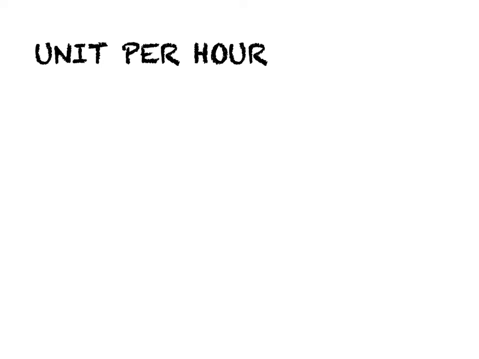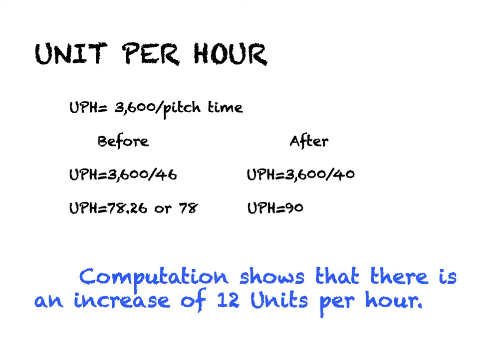For the unit per hour, we have here the formula. Unit per hour is equal to 3,600 seconds over pitch time. Before, we have a pitch time of 46 seconds and the unit per hour is 78. Then we have the after. The pitch time is 40 and our unit per hour is 90. Computation shows that there is an increase of 12 units per hour.